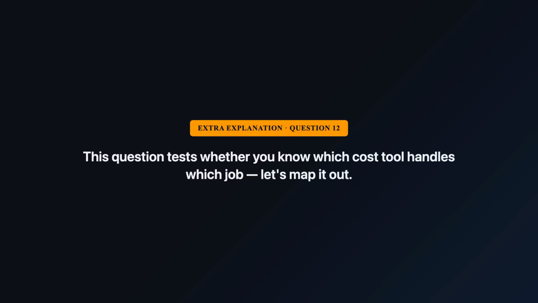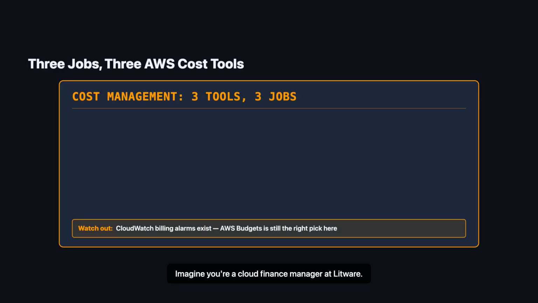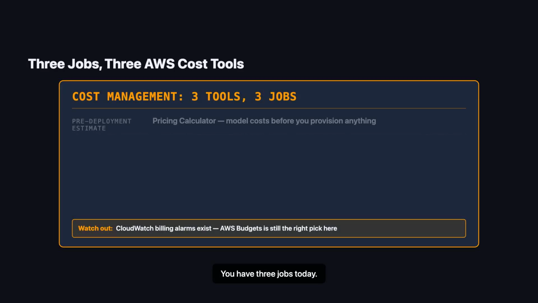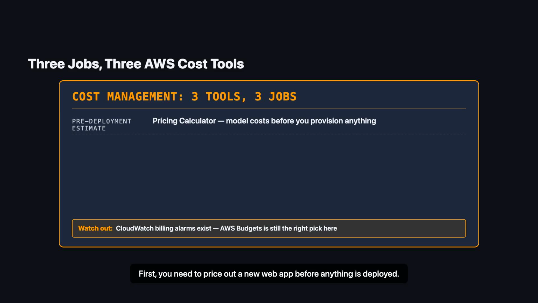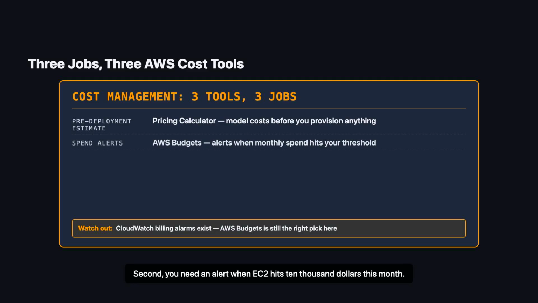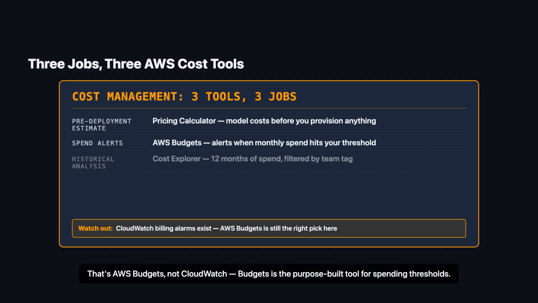This question tests whether you know which cost tool handles which job. Let's map it out. Imagine you're a cloud finance manager at Litware. You have 3 jobs today. First, you need to price out a new web app before anything is deployed. That's Pricing Calculator. Model costs before you provision anything. Second, you need an alert when EC2 hits $10,000 this month. That's AWS Budgets, not CloudWatch. Budgets is the purpose-built tool for spending thresholds.